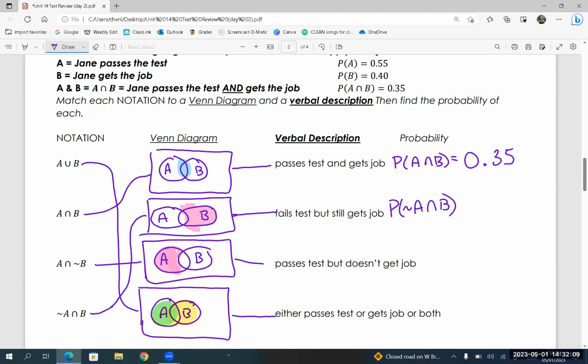This would be equivalent to the probability of B, the entire circle of B, minus the probability of the intersection. So this would be equal to everything in circle B minus the part where A and B intersect, because I don't want anything in circle A. So the probability of B was 0.4 minus A and B, they had told us was 0.35. So this probability would be 0.05.